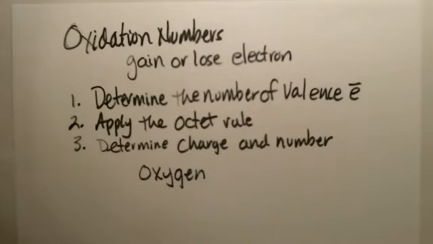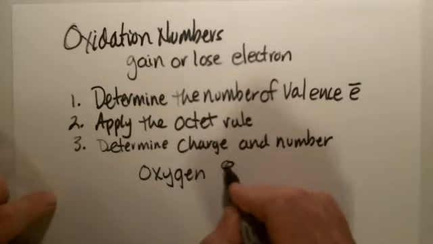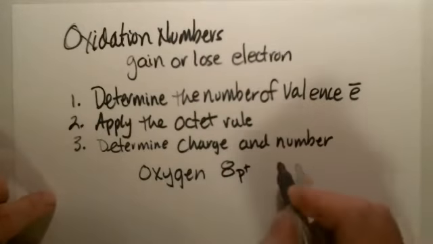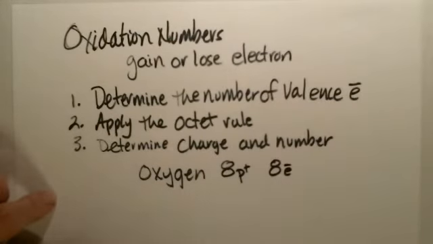Oxygen, 8 protons. Now, if this is a neutral molecule, in other words, there is no extraneous charge, then that means the number of protons, positive charges, must have the same number of electrons, negative charges. So here we have 8 protons, then we're going to have 8 electrons if this is going to be a neutral atom.